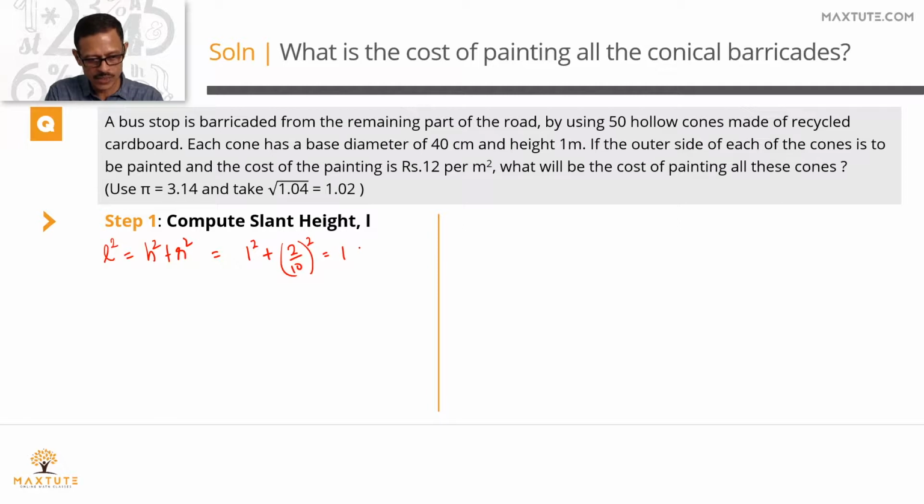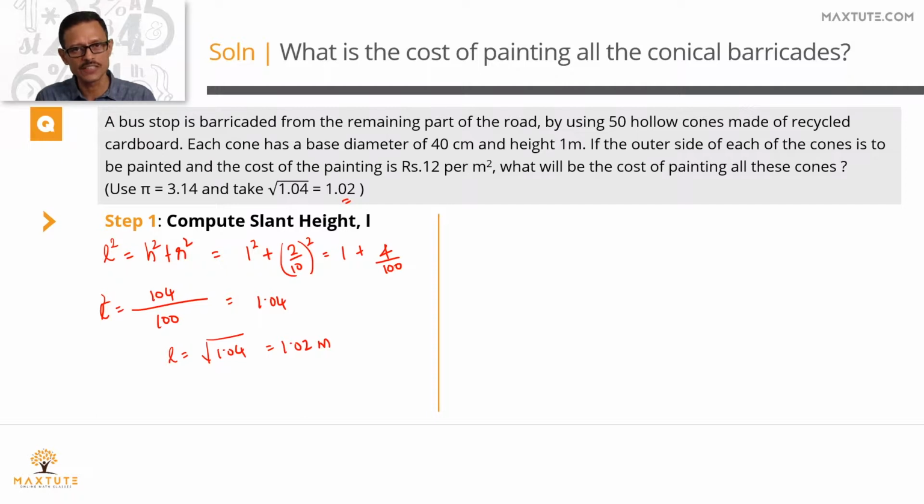So it's equal to 1 square is 1 plus 2 square is 4, divided by 10 square is 100. Take 100 to be the common denominator. So L square will work out to 100 plus 4, 104 by 100, which is equal to 1.04. L square is 1.04. So value of the slant height is equal to square root of 1.04, which the question says take it to be equal to 1.02. So we computed the value of the slant height, that is equal to 1.02 meters.